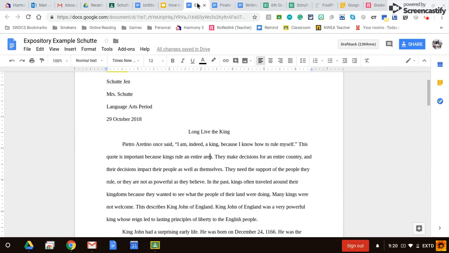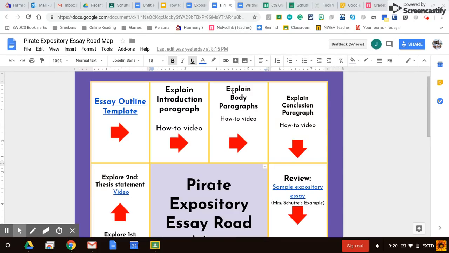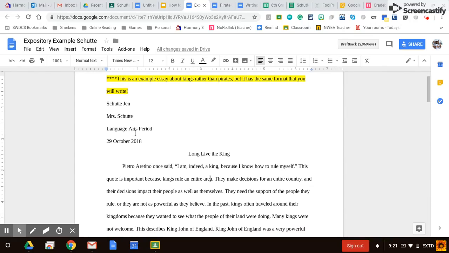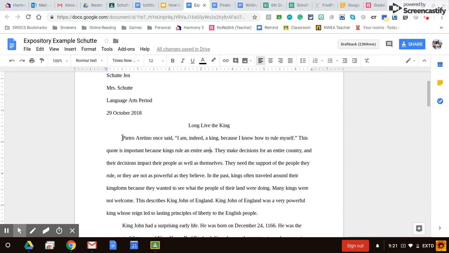So on the roadmap, I'm kind of skipping ahead here. I have my sample expository essay that you can refer to also. I did my sample essay. This is an example essay about kings rather than pirates, but it's the same format that you will write with. So I have my title, Long Live the King. I started off, my hook is this quote about kings.